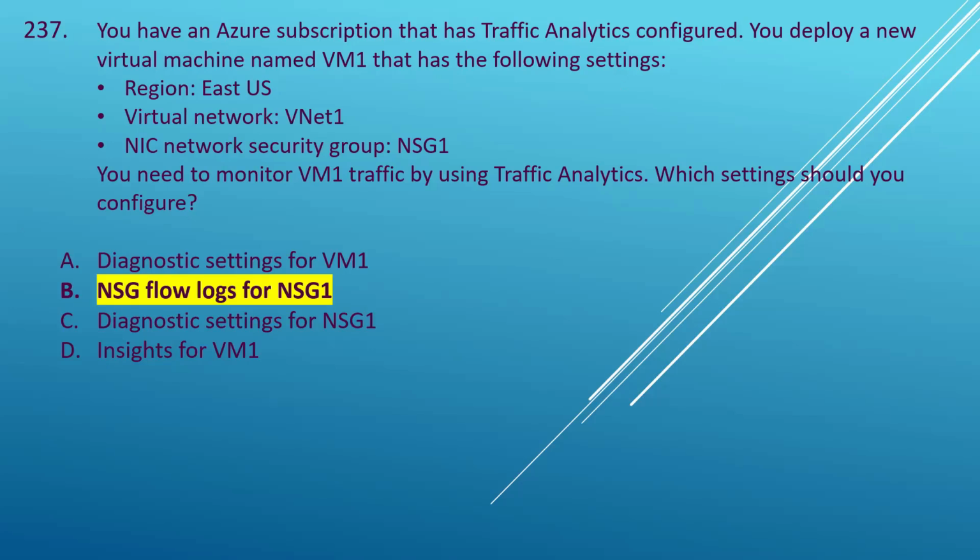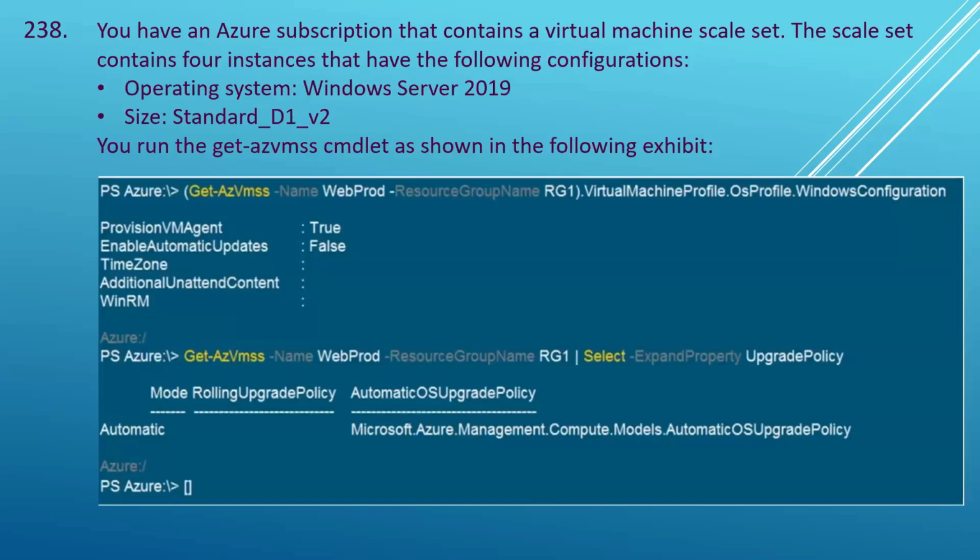Friends, let's look at question number 238. You have an Azure subscription that contains a virtual machine scale set. The scale set contains 4 instances that have the following configurations. Operating system is Windows Server 2019. Size is Standard_D1_v2.